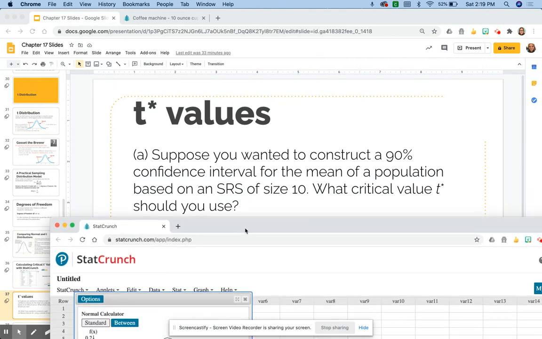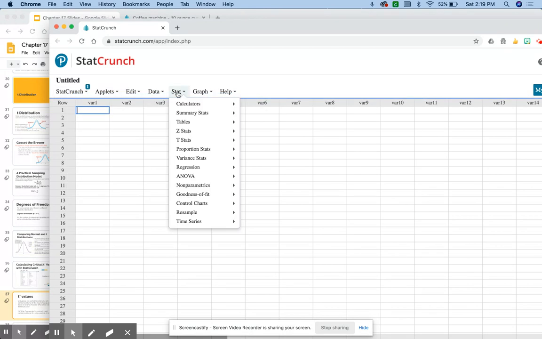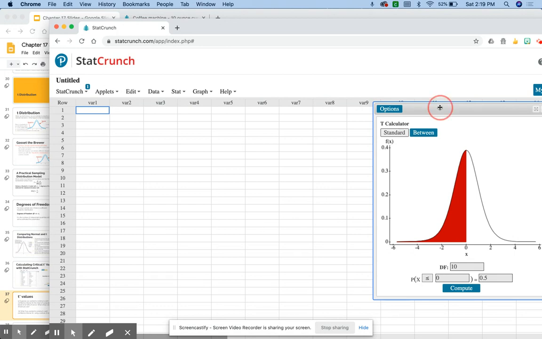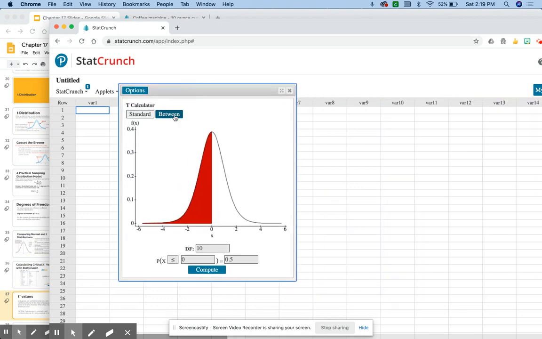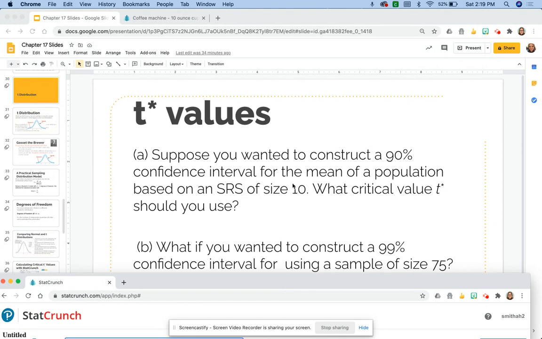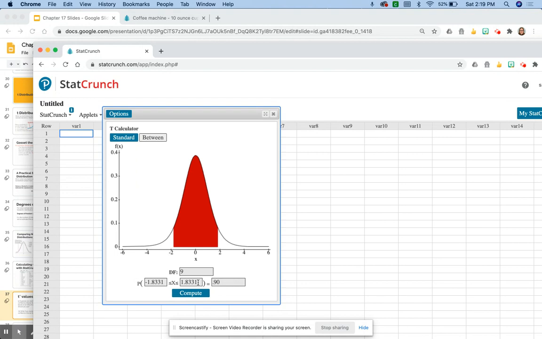So for this, I want to construct a 90% confidence interval. So I'm going to go to stat and then calculators, t calculator, since I'm looking at means. Remember to find the t star, you switch it to between. And for the degrees of freedom, it said I'm doing this for a sample size of 10. Remember, the degrees of freedom is n minus 1, so I'm going to put in 9. And then it said 90% confidence interval, so I'm going to put 0.90. And so the critical t value would be 1.83. That's all you'd have to do to find that.